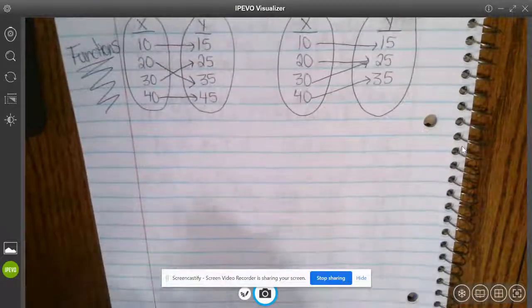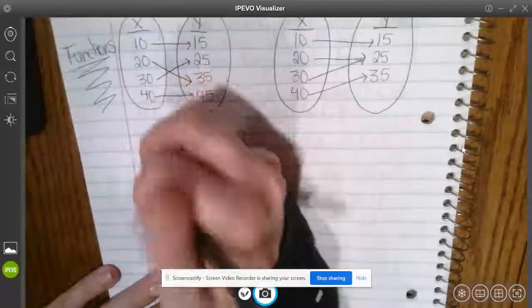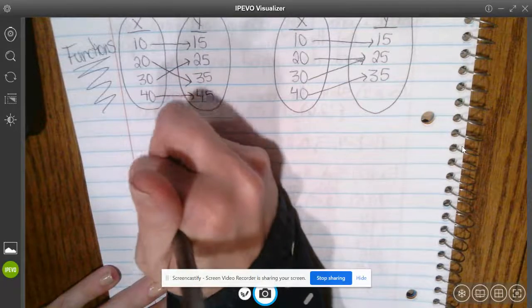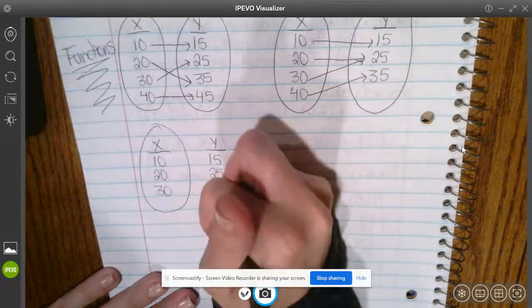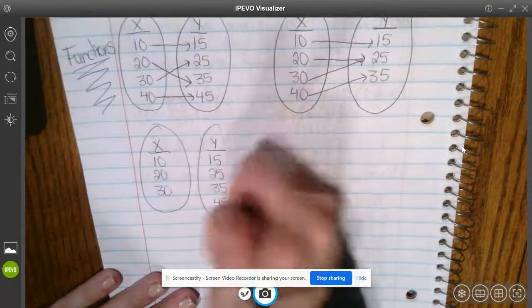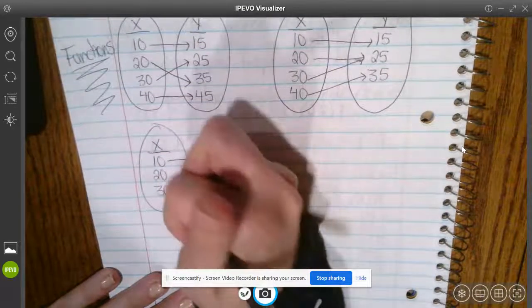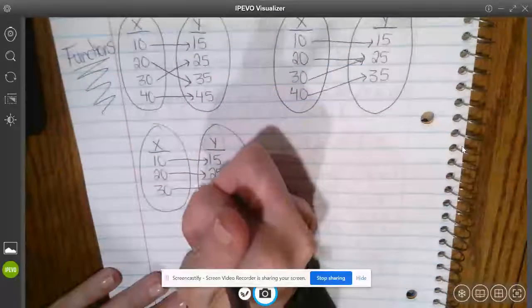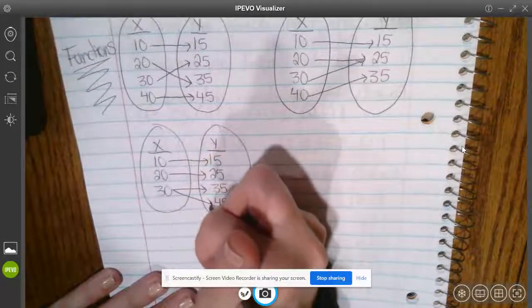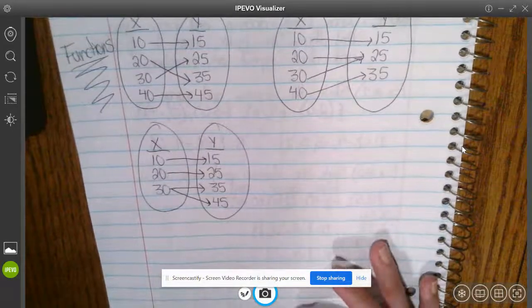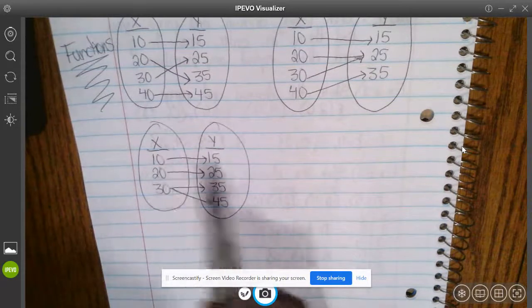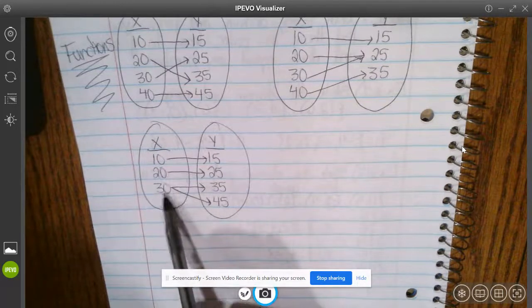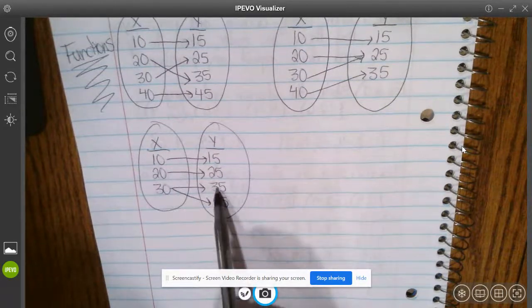Here's one that doesn't work for a function. Let's do 10, 20, 30. And my y's would be 15, 25, 35, and 45. So 10 to 15, 20 to 25, 30 goes to 35 and to 45. So I asked myself the question. I have 3 different burgers. That has that price, that one has that price. How can one burger have 2 different prices?